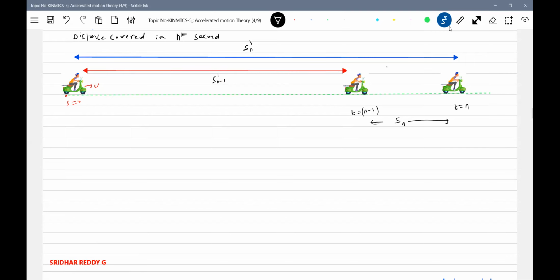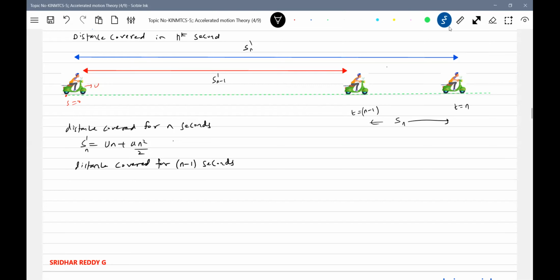For n seconds, what is the formula? Distance covered S is equal to un plus half an square. So what is Sn dash? I'll write it: distance covered for n seconds. Similarly, distance covered for n minus 1 seconds. What is Sn? Distance covered in the nth second.